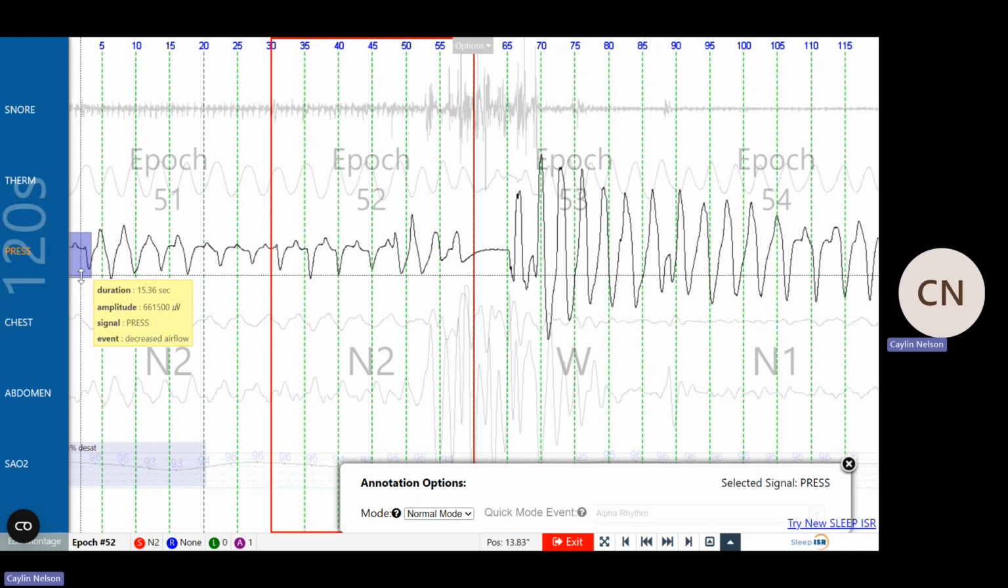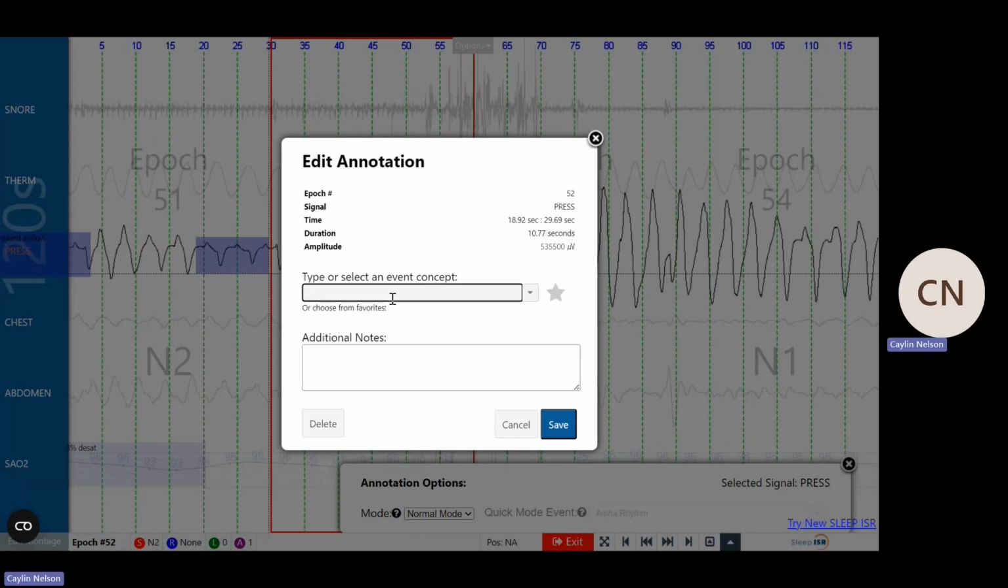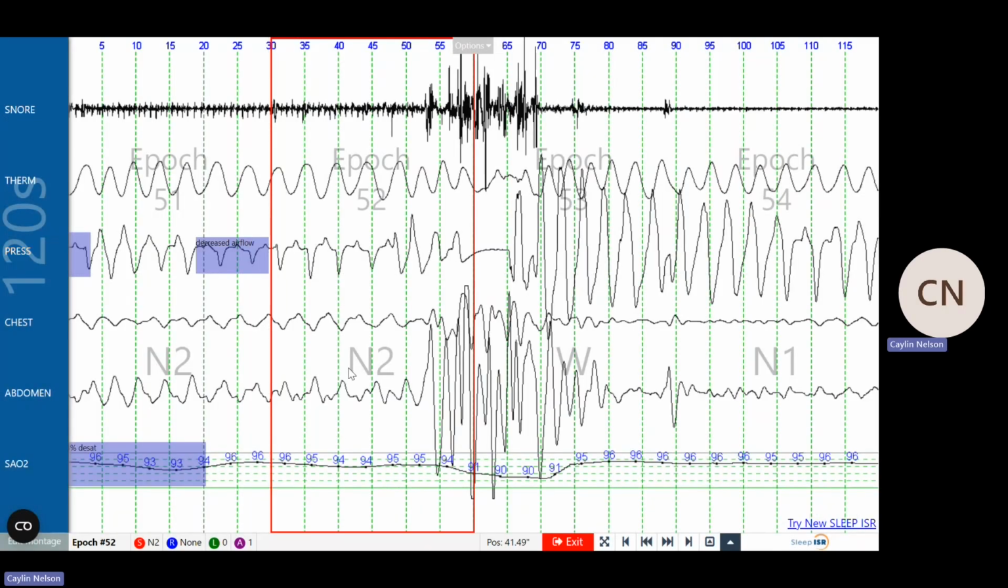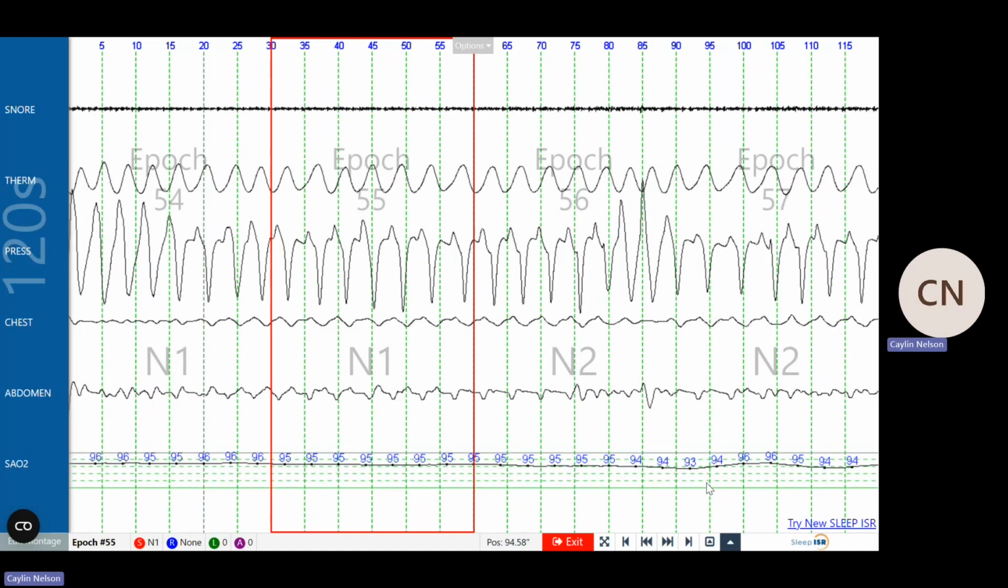So again, this is where we'll look at our amplitude when it comes to our pressure channel. So here between 20 and 30, we have another minimum of 10 seconds with that decreased airflow. It doesn't necessarily go all the way down to 93%, so it's only a 2% desaturation from 96 down to 94. So we'll notate that it's decreased airflow, but we know it's not hypopnea that accompanies it. We're going to move on to the next 4.